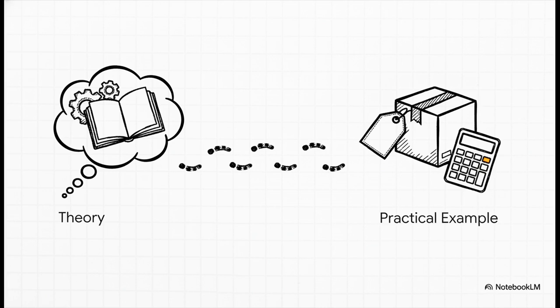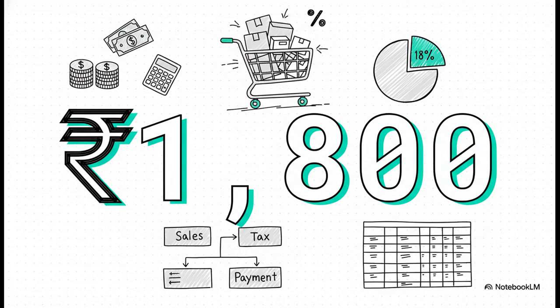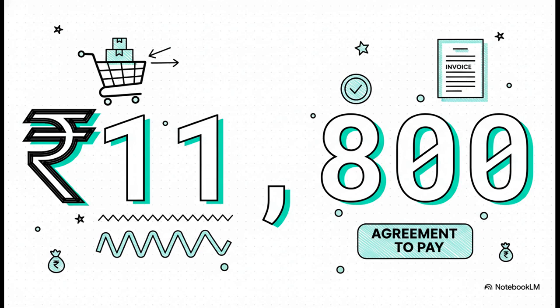Okay, enough with the legal jargon. Let's make this super practical. We're going to walk through a really simple example so you can see exactly how this plays out in the real world. So let's just say you sell a product and the base taxable value is 10,000 rupees. On top of that, you've got your GST, let's say at 18%, which adds another 1,800 rupees. That brings the total value on the invoice, the amount your customer actually sees and pays, to 11,800 rupees.